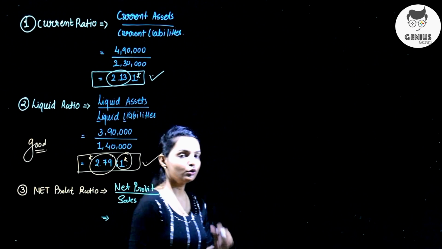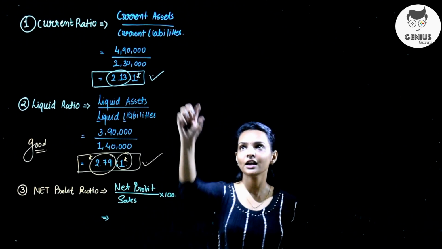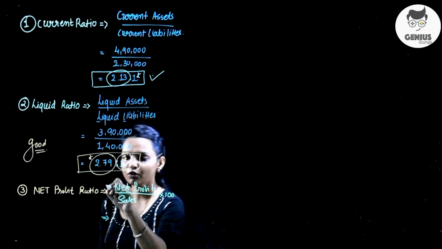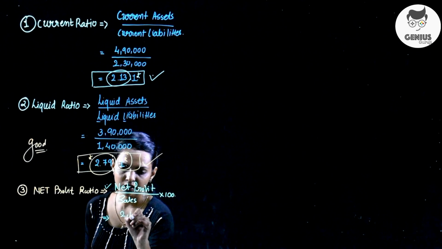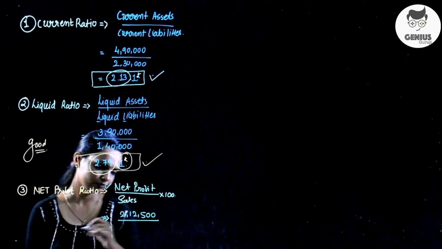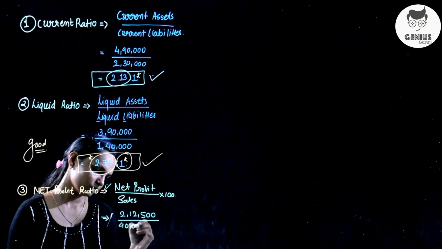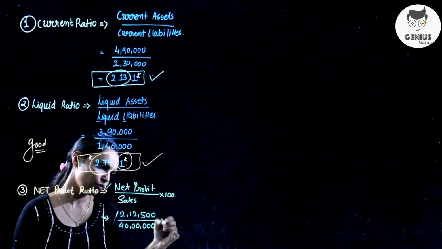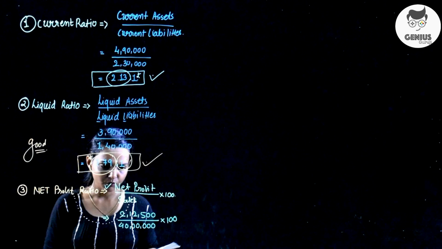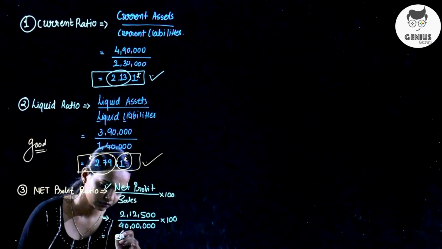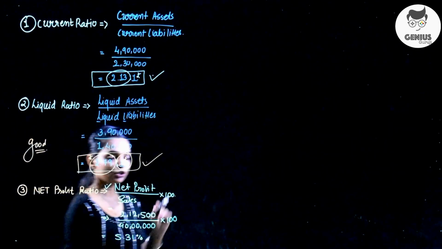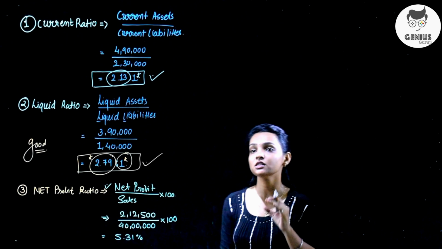which net profit I have to use? In working note, I have mentioned your last profit after tax. Final net profit I will use for this ratio: 2,12,500 divided by 40 lakh into 100. Now your answer will be 5.31%, but it is not showing earning capacity is higher.